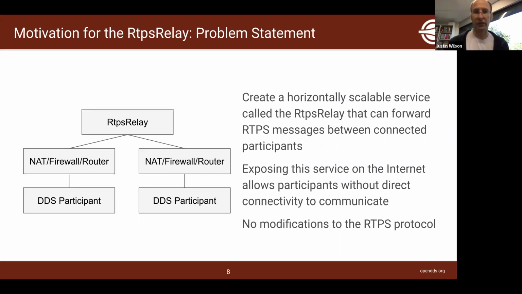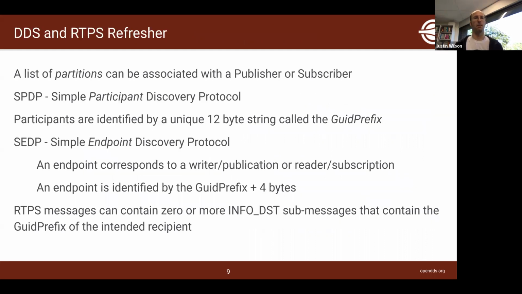So to establish connectivity, we would like to introduce some kind of component that we'll call the RtpsRelay to connect these two DDS participants. Our problem statement is to create a horizontally scalable service called RtpsRelay that can forward RTPS messages between connected participants. And we'd like to expose this service on the internet to allow participants without direct connectivity to communicate. In this case, we can put them behind different firewalls and routers, and they can get to this common endpoint, and that should allow them to exchange messages. Furthermore, we'd like to have no modifications to the RTPS protocol. So we don't want to introduce some kind of custom extension that would break interoperability in a strange way.